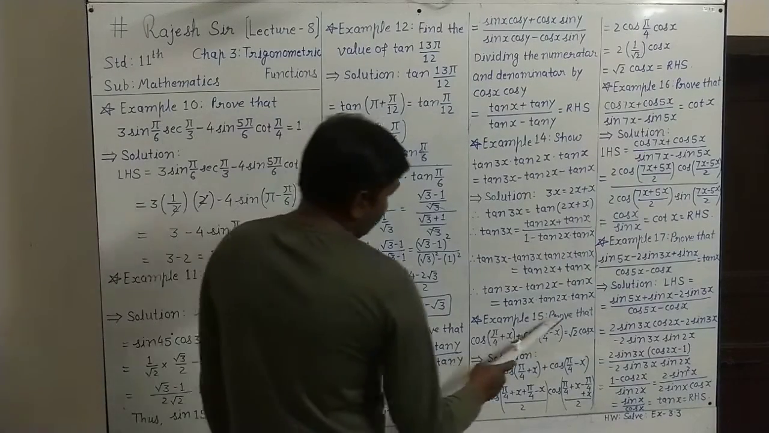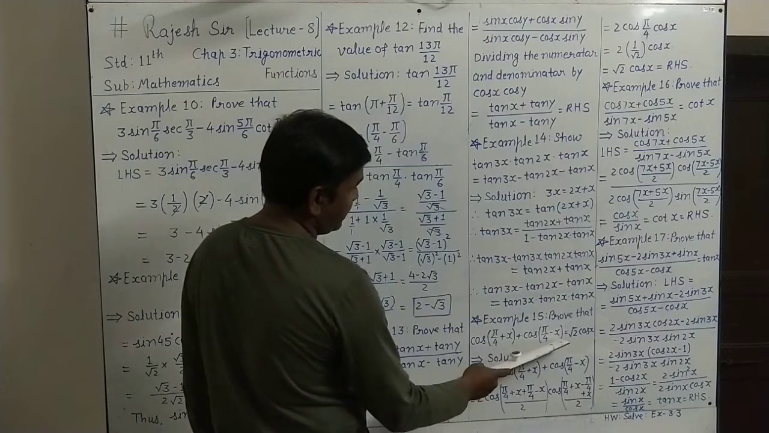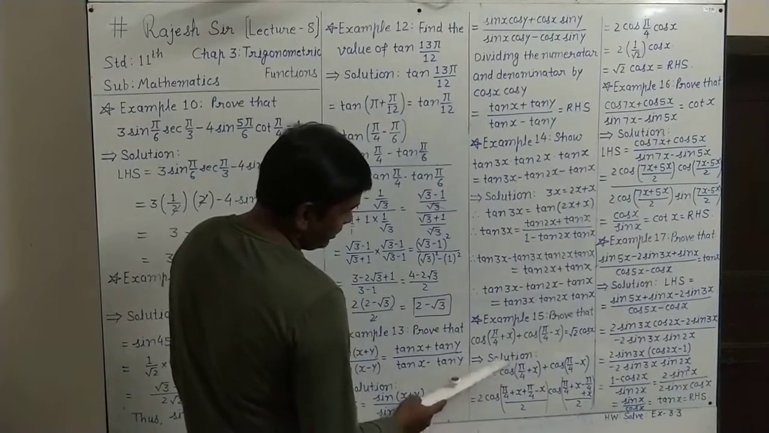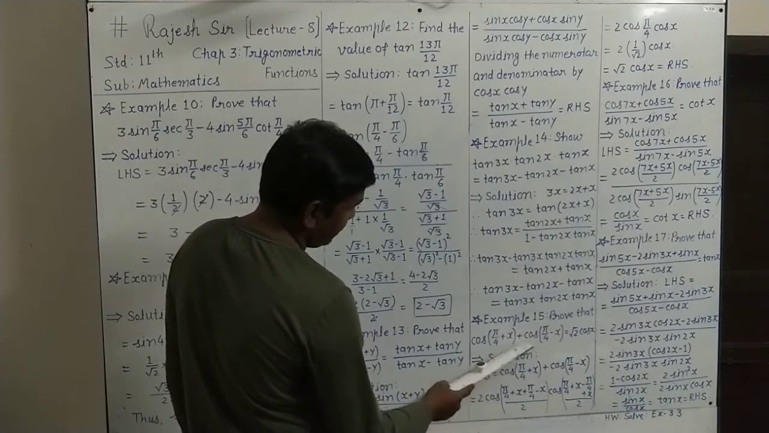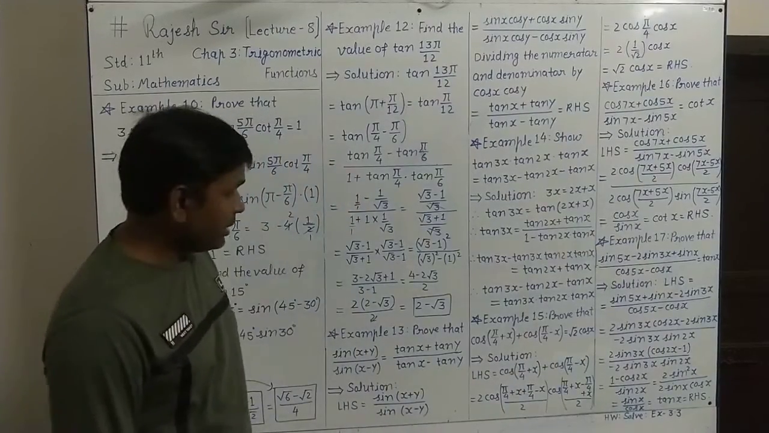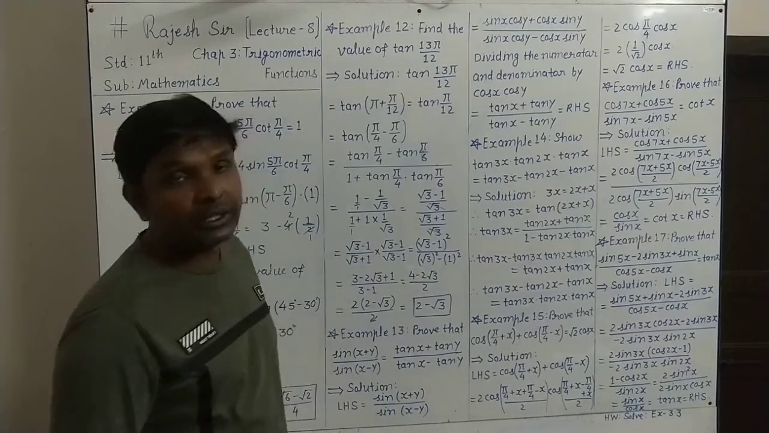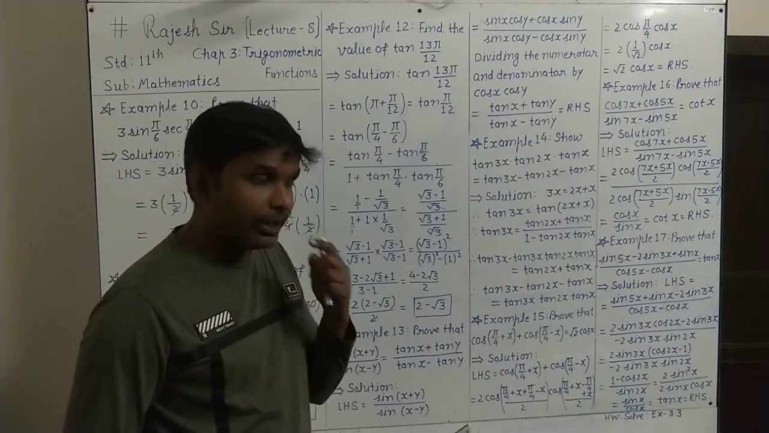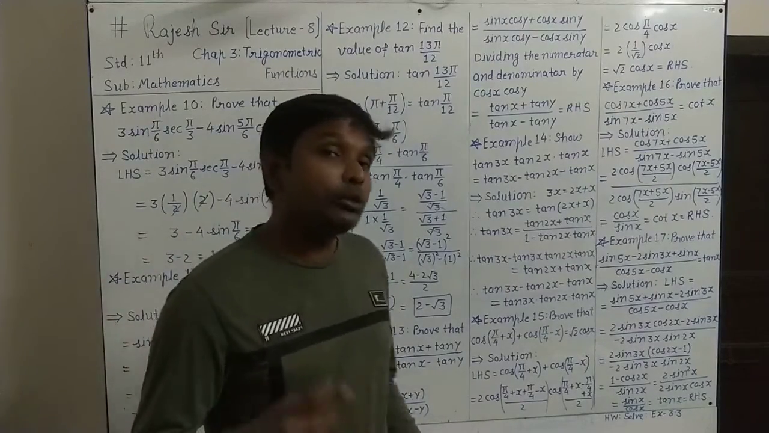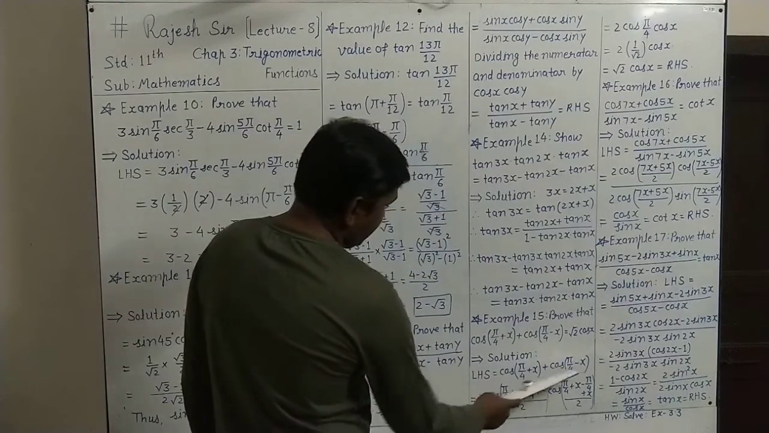Next, example 15: prove that cos of pi by 4 plus x plus cos of pi by 4 minus x equals root 2 cos x. So in the solution, on the left side we first write cos of pi by 4 plus x plus cos of pi by 4 minus x. In the last lecture, at the end, we discussed that this is like C plus C, which is 2 cos C cos D. That formula we will apply.